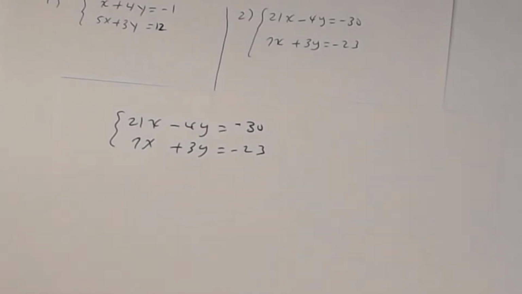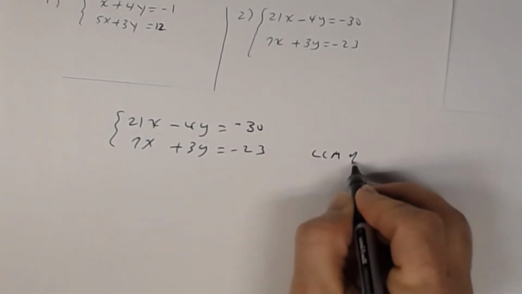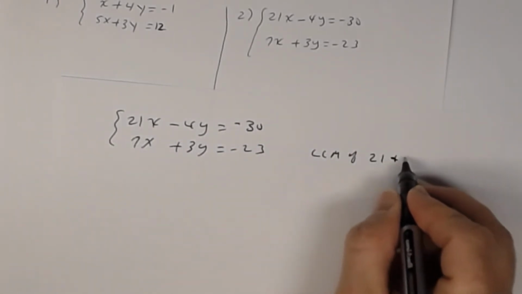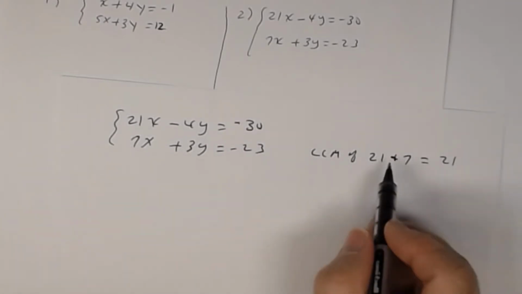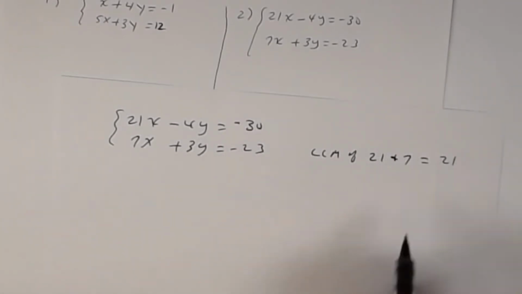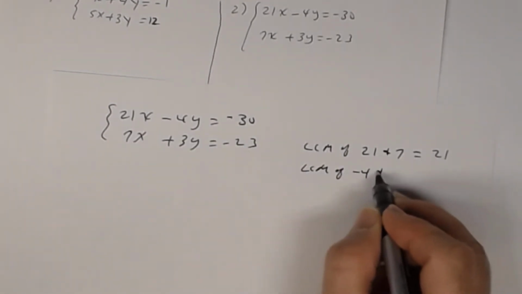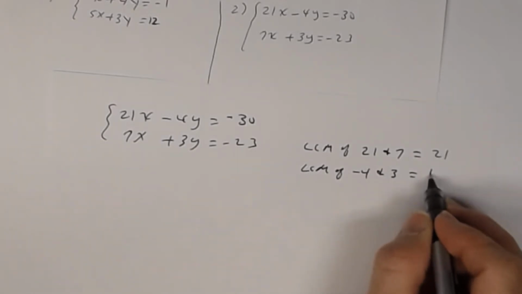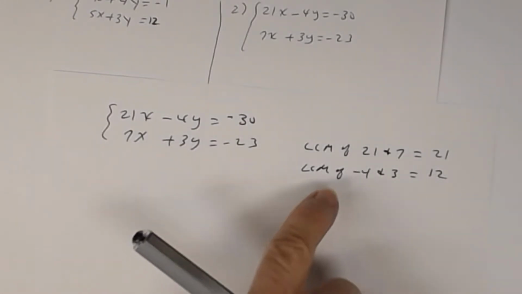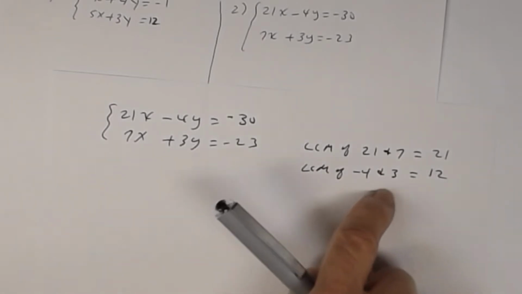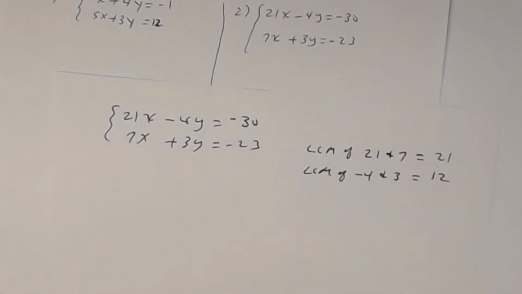So let's think about this. If you want to eliminate the x's, what's the least common multiple of 21 and 7? The smallest number that 21 and 7 go into is 21, right? 7 times 3 is 21, and 21 times 1 is 21. If you want to eliminate the y's, the least common multiple of negative 4 and 3 is 12, right? Negative 4 times negative 3 is 12, and 3 times 4 is 12. Okay?